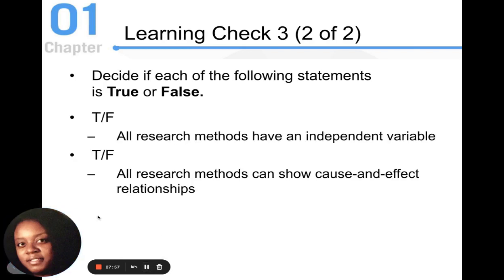Here are our true-false questions for our third learning check. First question, all research methods have an independent variable. Second question or statement, all research methods can show cause and effect relationships. Take a few moments to think about these two choices.